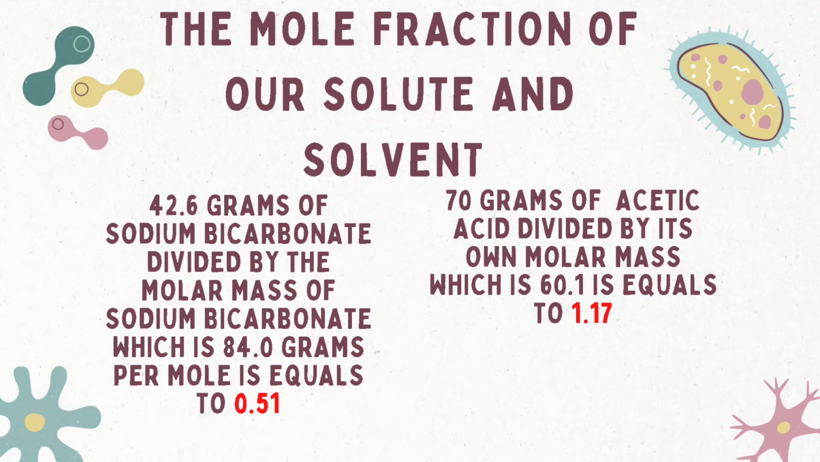42.6 grams of sodium bicarbonate divided by the molar mass of sodium bicarbonate, which is 84 grams per mole, equals 0.51. For our acetic acid, the given 70 grams divided by its own molar mass, which is 60.1, equals 1.17.